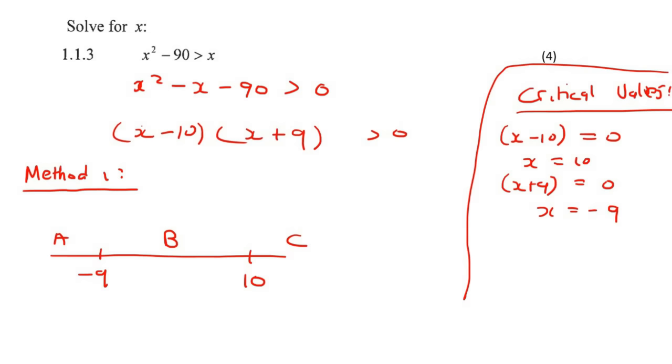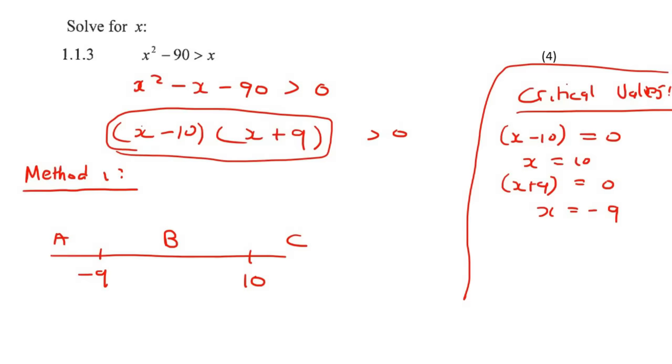So, what we can see now is that we've got three different intervals. Now, what I want you to do is start in interval A and choose any number you like over here. Well, it can be any number to the left of minus 9. So, I'm going to choose minus 100. And you're going to put minus 100 into this expression.